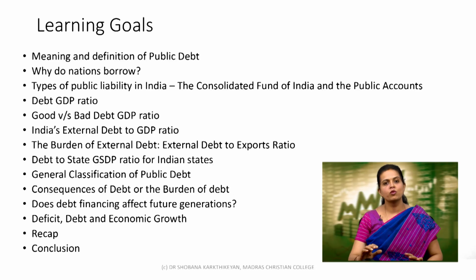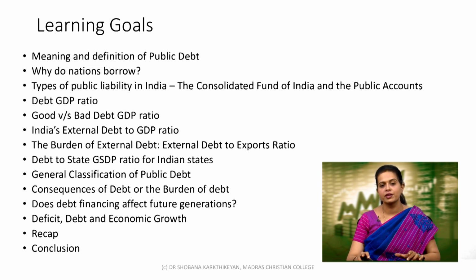So, before we actually move in, let us see what the learning goals for today are. We start off with the meaning and definition of public debt and understand why nations have to actually borrow. Why is it that they cannot make do with just their public revenue? So, what are the different types of public liability in India? Public liability in India can be divided into two basically: the debt contracted against the Consolidated Fund of India and the public account.